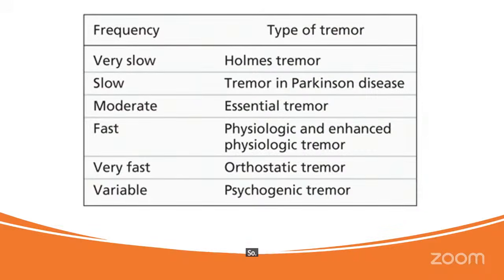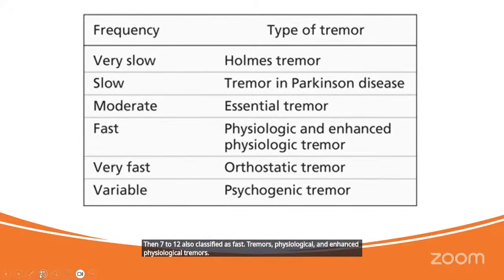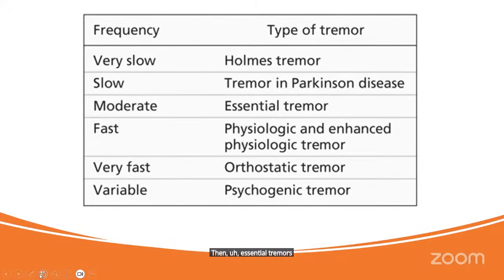Based on the frequency of some tremors, primary orthostatic tremors have the highest frequency, 14 to 18 hertz, and are classified as fast tremors. Then 7 to 12 hertz, also classified as fast tremors, are physiological and enhanced physiological tremors. Then essential tremors are 6 to 10 hertz.